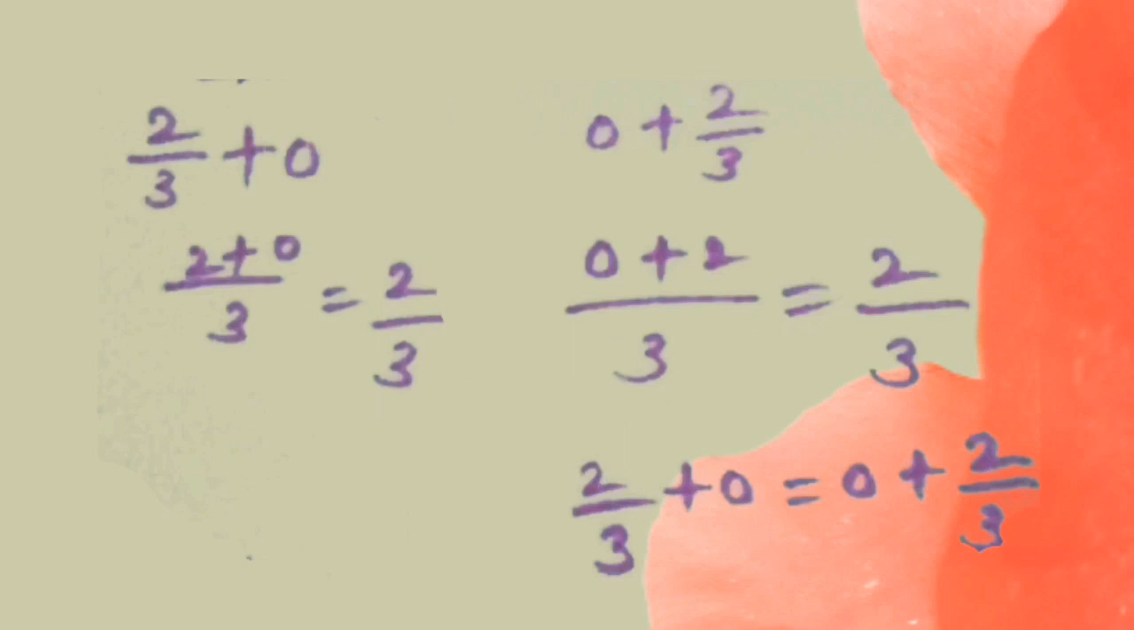Here, look: 2 by 3 plus 0. When we take the LCM, it will be 3, 2 plus 0, and the answer will be 2 by 3.